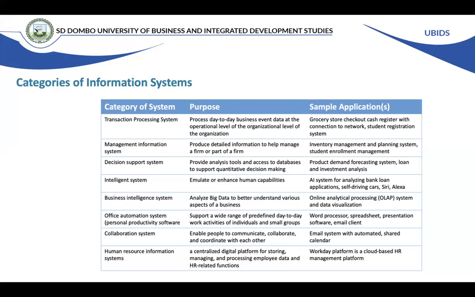Then we have the human resource information system, which is part of the categories of information systems. We're looking at a platform that helps us to manage, process and store employee data, and that helps us to perform several HR-related activities or functions, right? So I'm not looking at just one thing. We are looking at a platform that helps us to achieve a set of HR-related functions or activities.